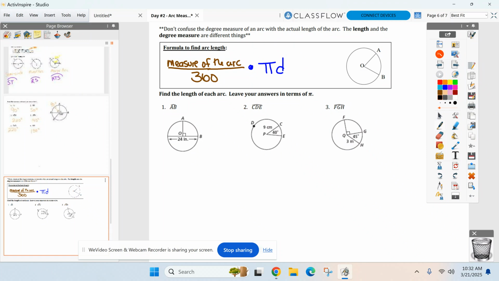Anybody else want to contribute before I go find the length of an arc? Okay. Everybody else is just going to be in the corner of your rooms, balled up. Where are my friends? It's all good. It's all good.